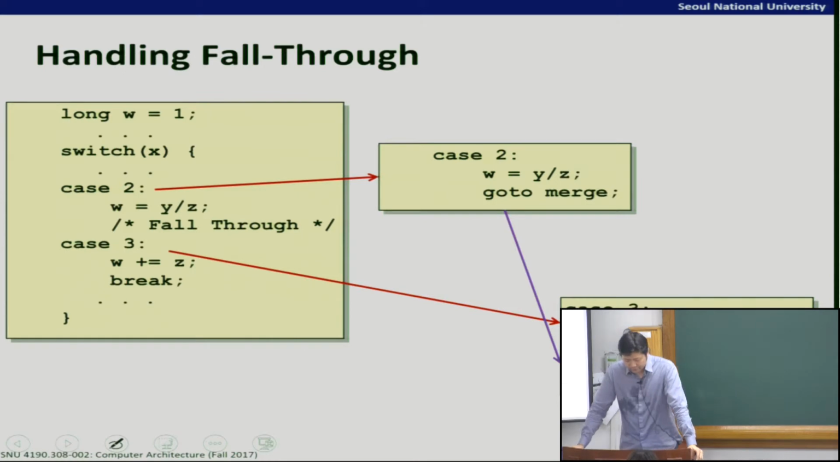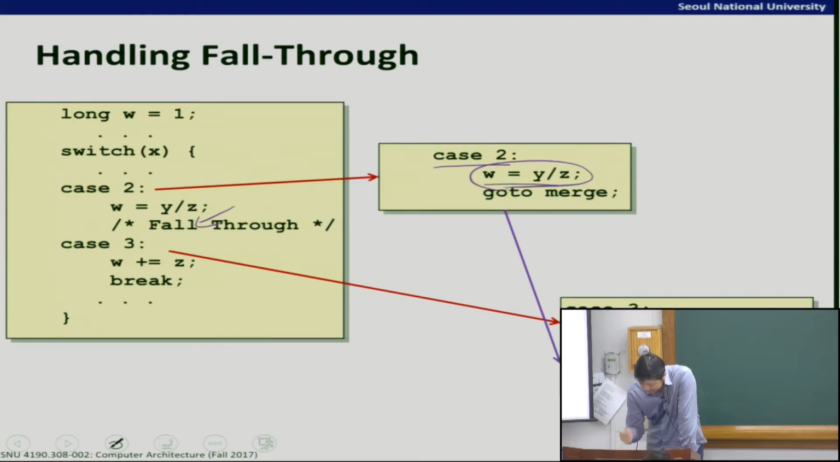Let's think about this fall through case. Fall through is, in this case, there's no break, right? Because there's no break, if you start executing case number 2, then you have to finish case number 2 first and move on to case 3, because you're supposed to fall through to the next case. So in this case, it looks like this. You first execute this W statement, this value of W, and you go to merge. In the merge, you calculate W equals W plus Z.